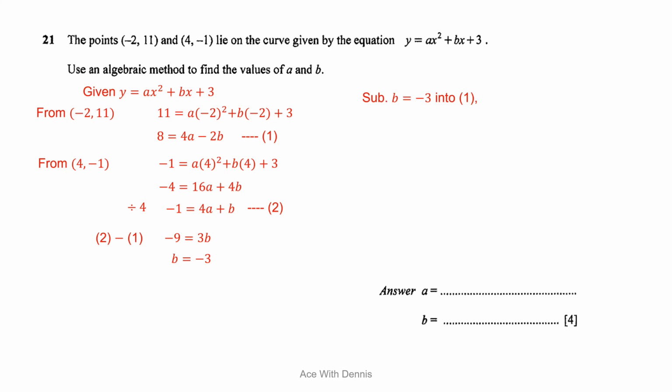Now we substitute b equals -3 into equation 1. We get 8 equals 4a minus 2 times -3. So we solve this equation. 4a equals 8 minus 6. A will be 2 over 4, or a is half. Hence, the answer is a equals half and b equals -3.